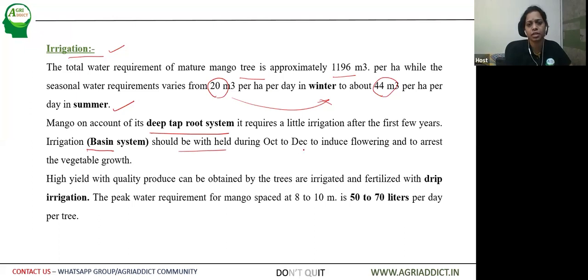Water should be withheld during October to December. October to December is the period where, to induce flowering, water has to be withheld, so as to induce flowering in adult trees and to arrest the vegetative growth.